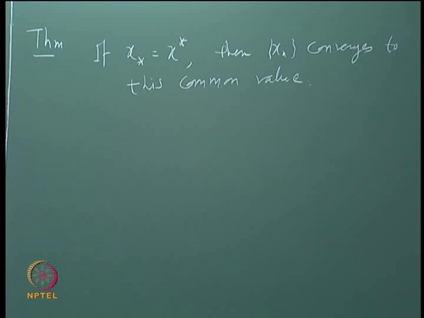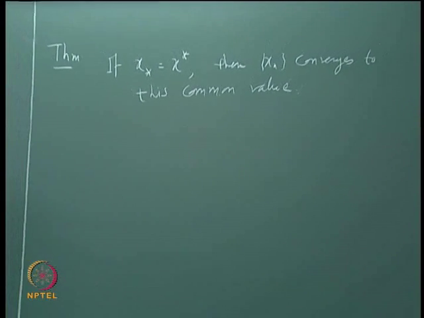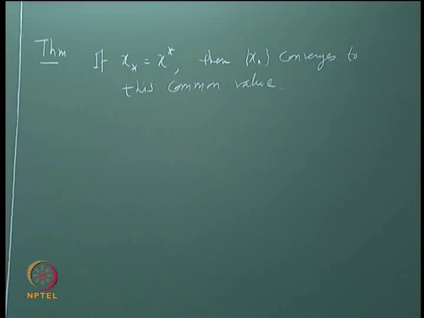I already told you what the proof is. Now, what about the converse? Suppose xn is a convergent sequence, then can we say that these two must coincide?